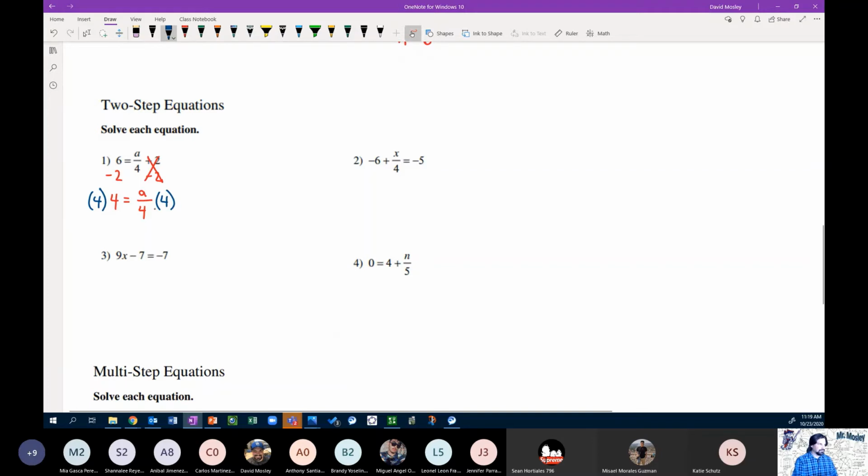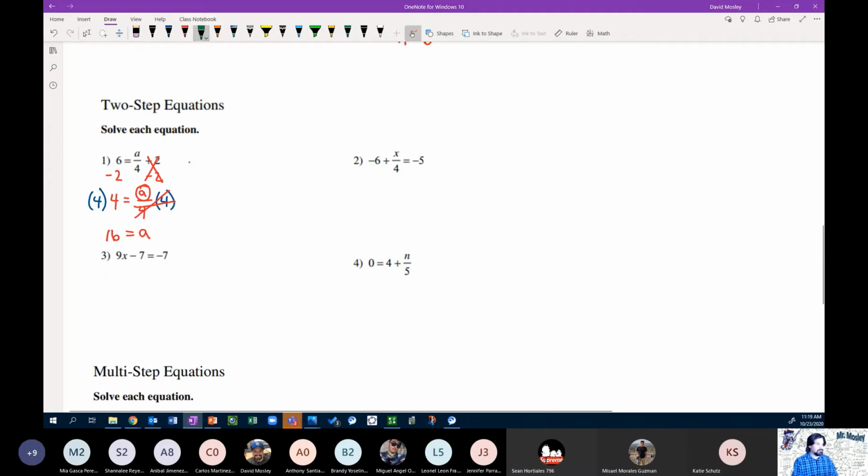All right, so when I have A divided by 4 times 4, the 4 goes away. 4 times 4 is 16, equals A, right? When I multiply by 4, I'm only left with A on the right side. 4 times 4 is 16, so 16 equals A.